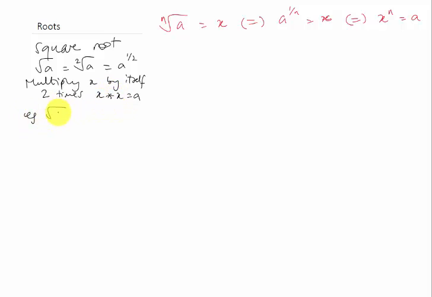So for example, if we've got square root of 4, that means that we need to find this number x that we multiply by itself to give 4, and that number happens to be 2. 2 times 2 is 4, and therefore square root of 4 equals 2.